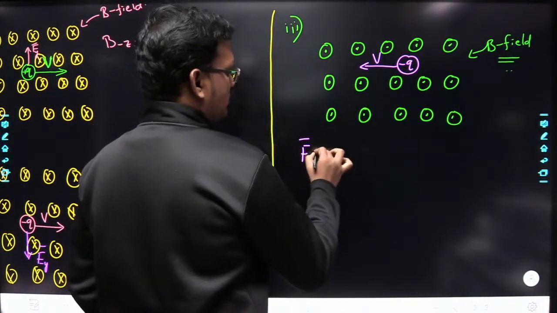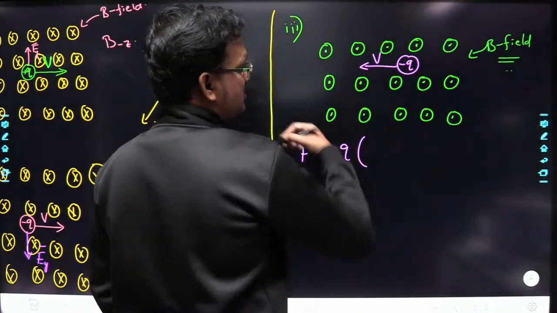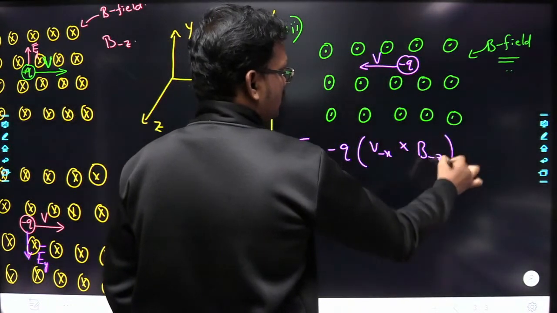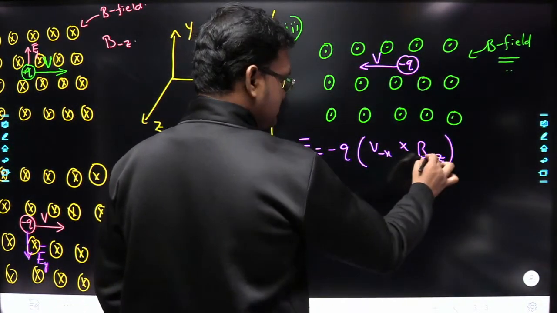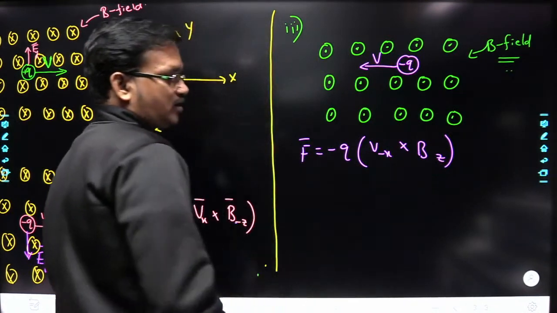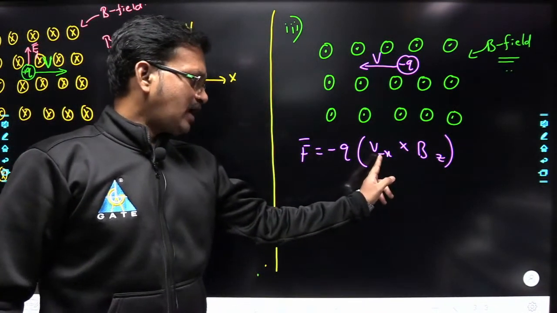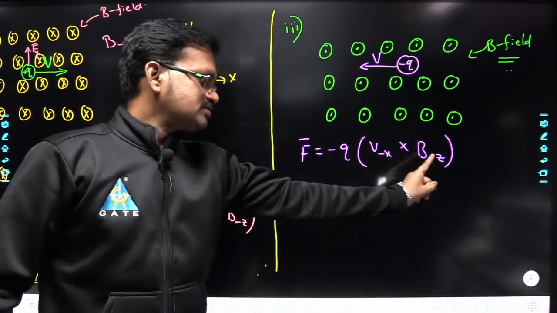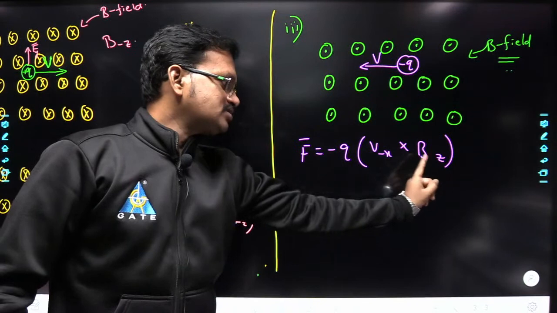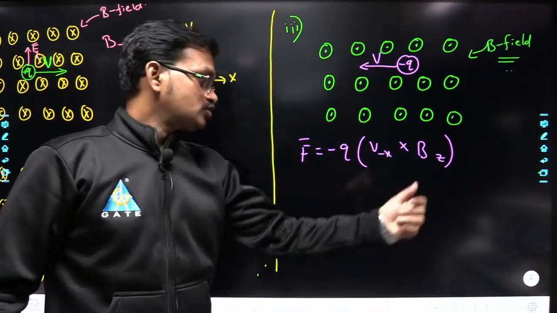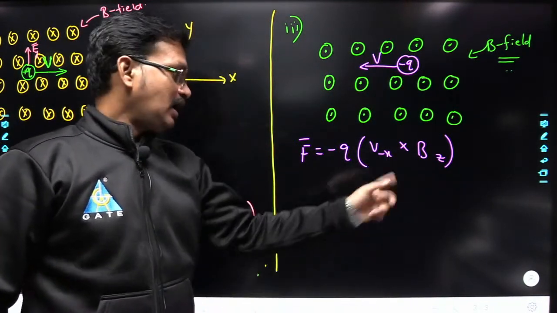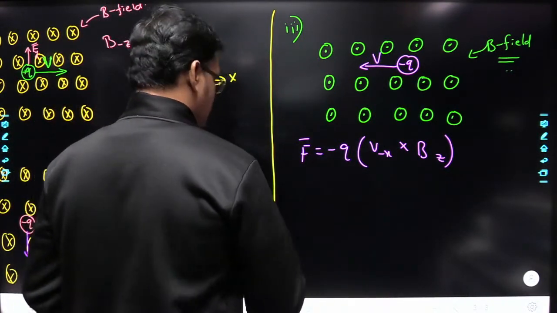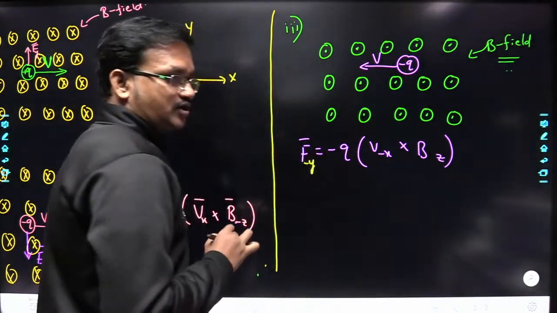So F is equal to what? F is equal to minus q into velocity, which is in negative x direction, cross what? Now here the B field is in positive z direction, right? Whenever you have a minus, first neglect that minus, just take x, z. So what is x cross z here? X cross z is nothing but minus y. So minus of minus will become plus, and again here you have minus. So that means it is in which direction? The resultant force will be in minus y direction, right?